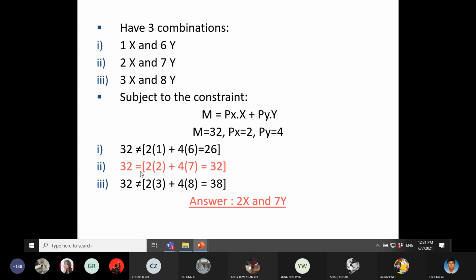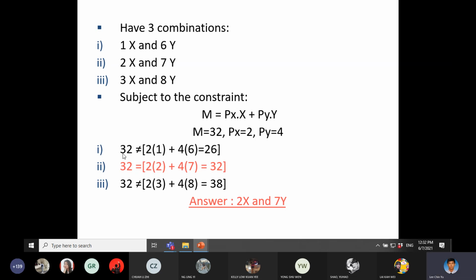In combination 2, we notice that we spend 32, meaning that you utilize all your income. So your utility should be maximizing at this moment, right? The third one is over. It's preferred, but it's over your income.